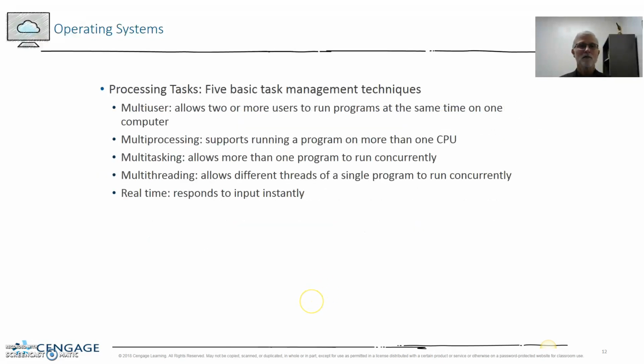Processing tasks: multi-user, multi-processing, multitasking, multi-threading, real-time. All of these are used. Most of your systems today are multi-threading, which allows me to take a single program, single task, a single instruction, and break it up into different pieces so that different processors can run at the same time and then bring it all back together. So you're going to see multi-processing, multitasking, multi-threading, even running on your laptop based on the application running.